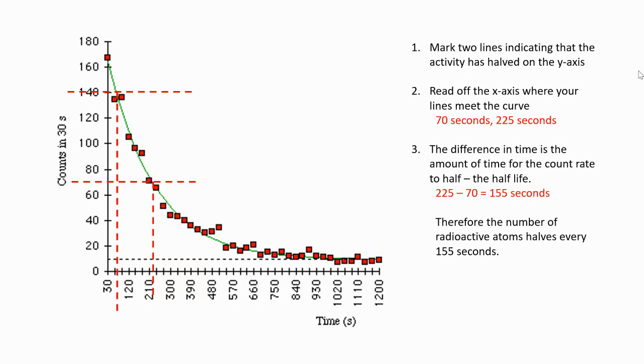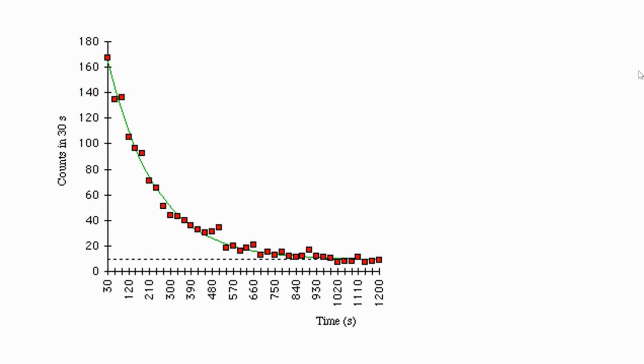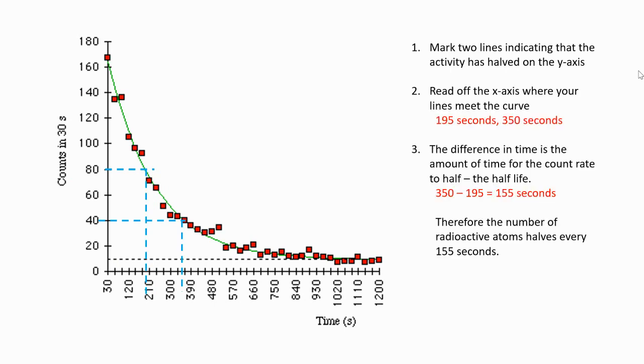If you don't believe that this is going to be the same everywhere on the graph, I have done another quick one. So the half-life is 155 seconds. This time I have changed it, so we're looking at halving from a count rate of 80. And again, we can see that it comes out with the same answer of 155 seconds for the half-life. So no matter how many atoms there are, this radioactive isotope is always going to have a half-life of 155 seconds. Good. So part one done.